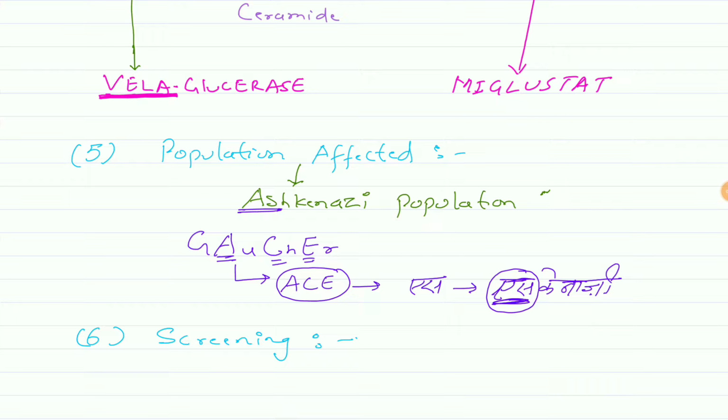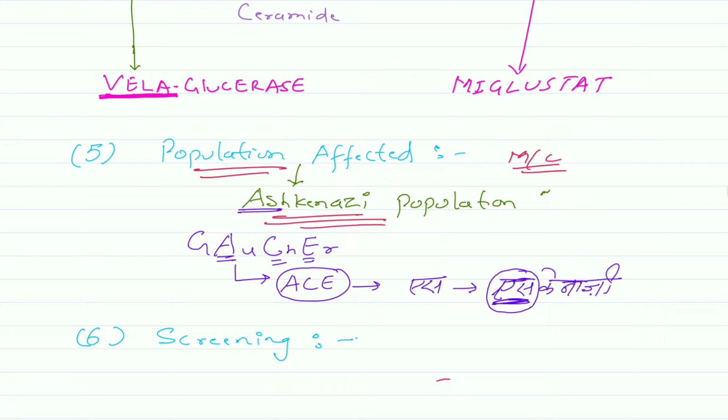Now, the most important point which you have to remember for Gaucher's disease is which population is most commonly affected in Gaucher disease. This is the Ashkenazi population that is most commonly affected.